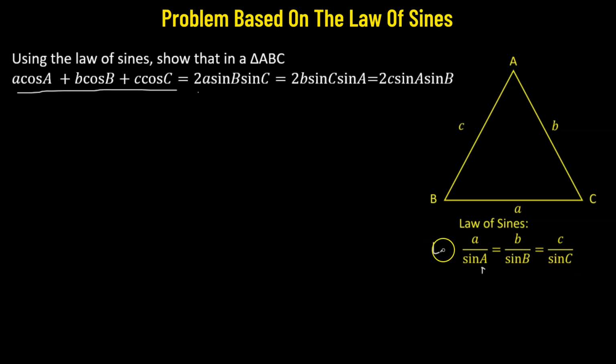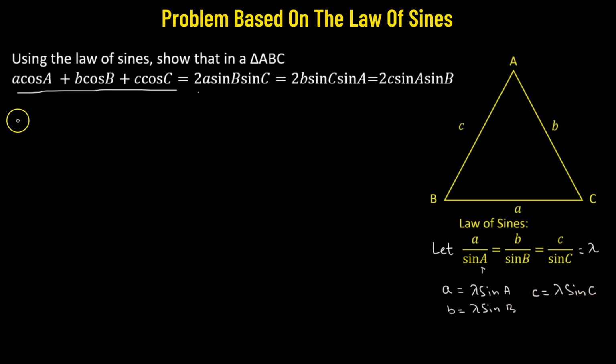Now in order to solve this problem, we're going to suppose that these three ratios are equal to a constant lambda. In doing so, we can rewrite a as lambda times sin A. Then b will be equal to lambda times sin B. And c will be equal to lambda times sin C.